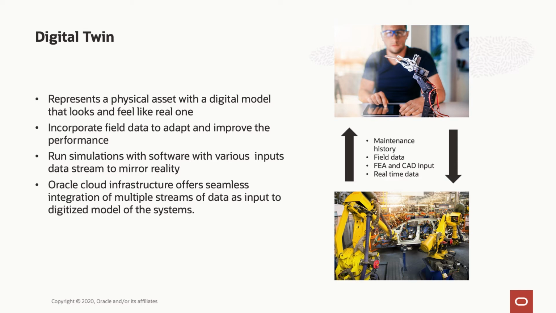Digital twins let you create a digital representation of a physical asset that behaves like a real one. The advantage of creating a digital twin is that you can incorporate field data or maintenance history of your part along with design and simulation data to predict system performance. The advantage of using cloud is that you can combine multiple streams of data on the same platform and use it as an input to the digital twin. All these calculations need ready access to scalable HPC infrastructure.